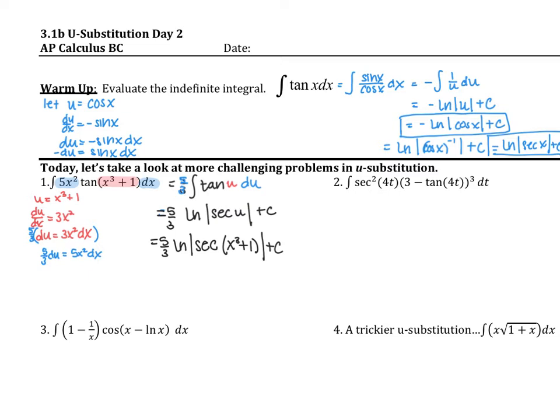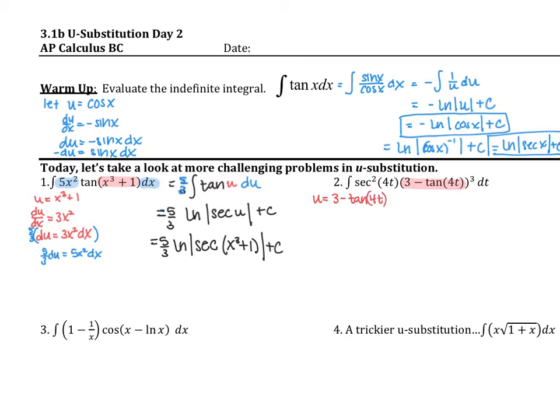So hit pause and, well, first try number 2 and hit pause to see if you can get it before we try it. All right, hopefully when looking at this problem, you decided to let u be this inside function of 3 minus tangent of 4t. So let's let u equal 3 minus the tangent of 4t. And that 4t is in parentheses.